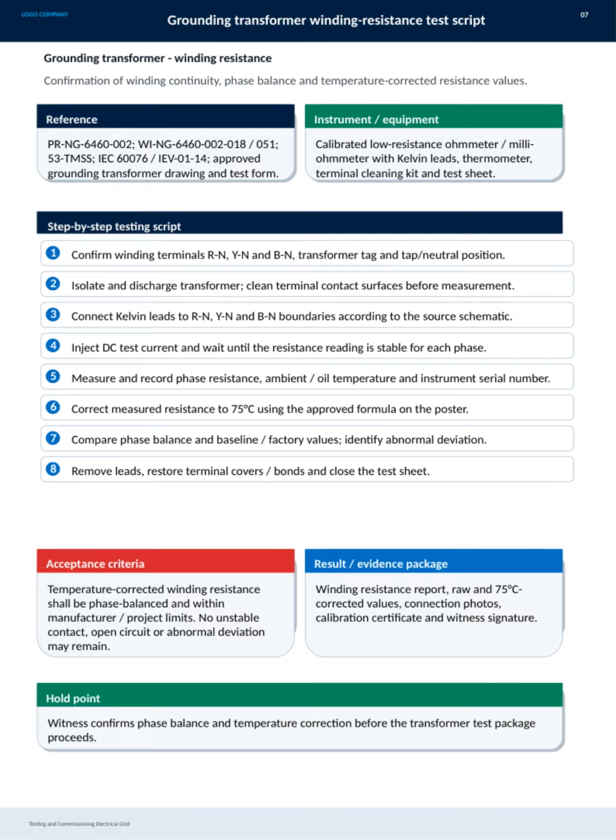Acceptance requires that the temperature-corrected winding resistance is phase-balanced within project limits, backed by a comprehensive report including raw data, photos, calibration certificates, and witness signatures. A hold point ensures that a witness confirms phase balance and temperature correction before moving on to the next stage.